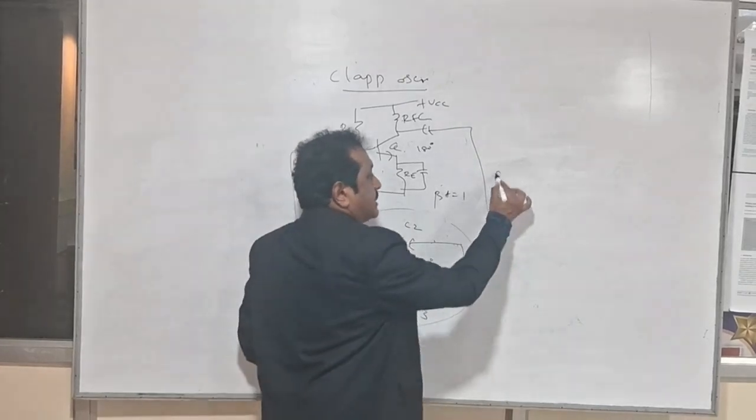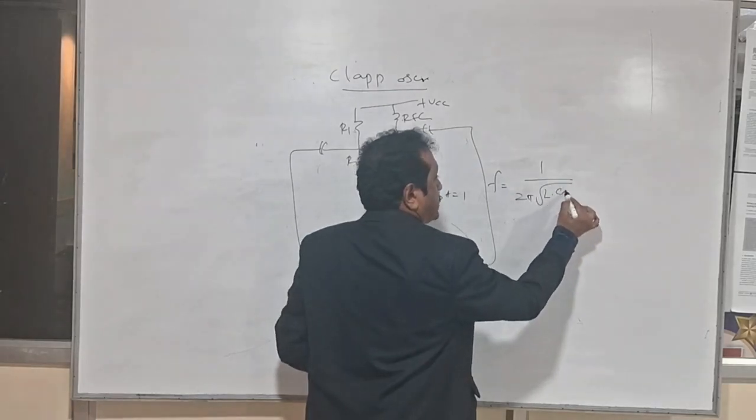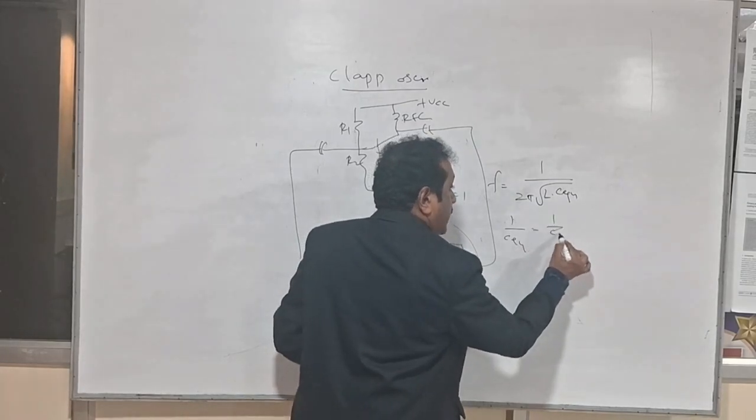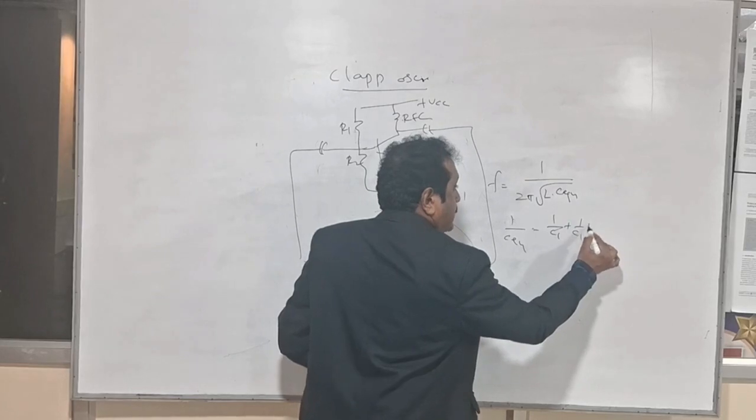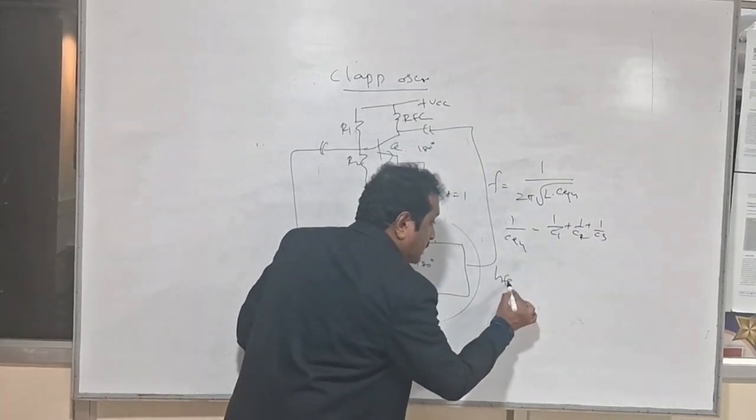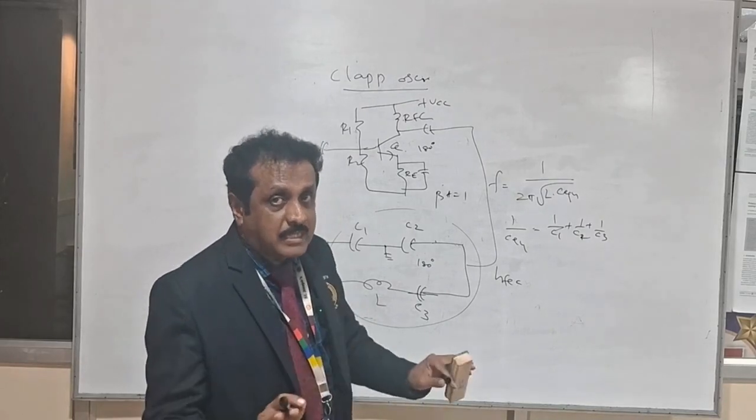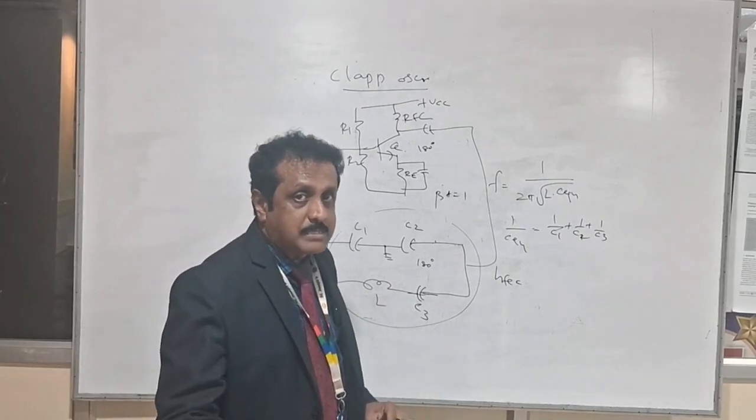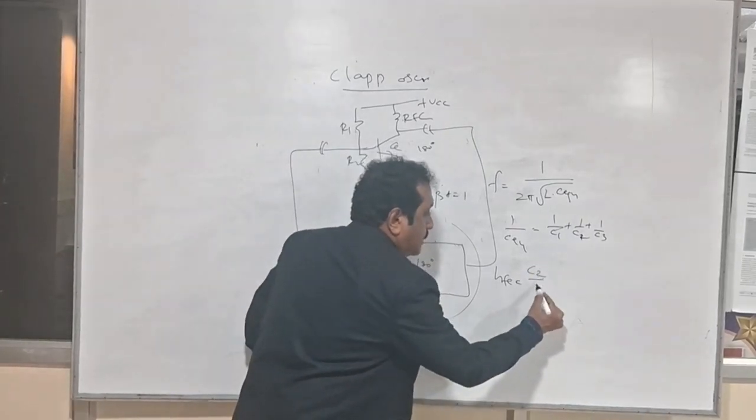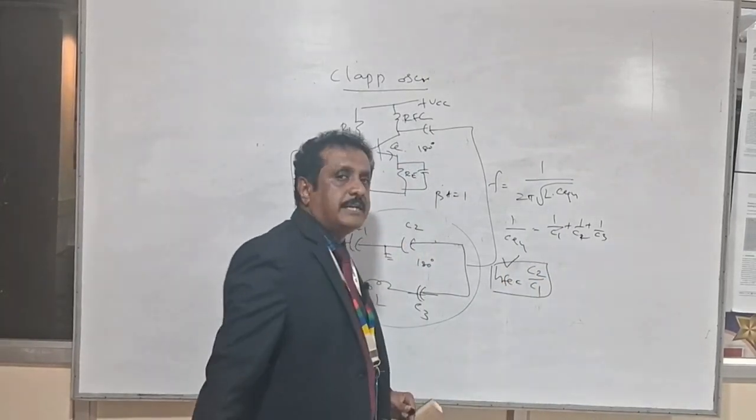Here, the frequency of oscillation f is equal to 1 by 2 pi root L into C equivalent. But here, 1 by C equivalent is equal to, we have three capacitors, 1 by C1 plus 1 by C2 plus 1 by C3. But the condition for oscillation will be similar to Colpitts oscillator. There is no change in the condition for oscillation. Only the purpose is, it is going to improve the stability. So hFE equal to C2 by C1. That is the condition for oscillation of Clapp oscillator.